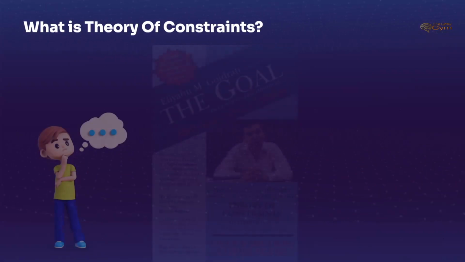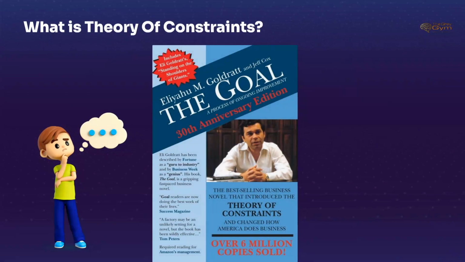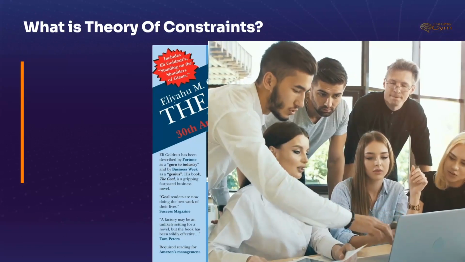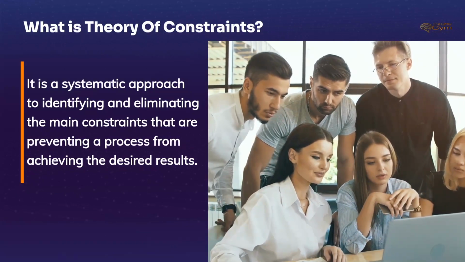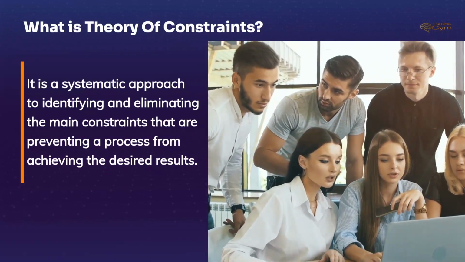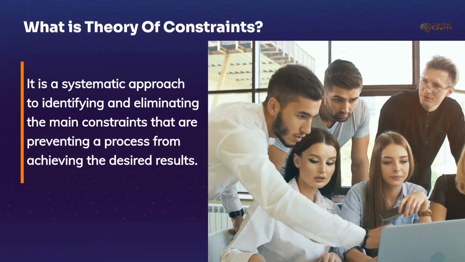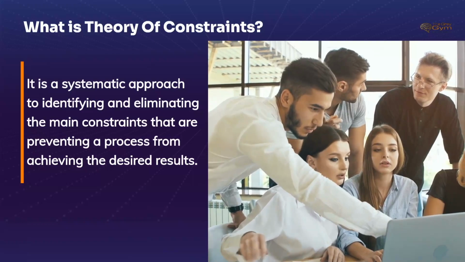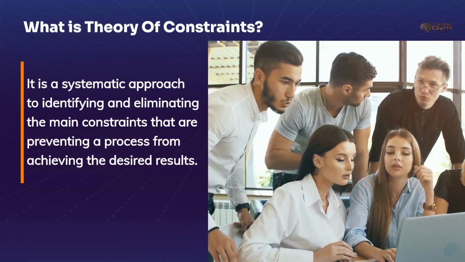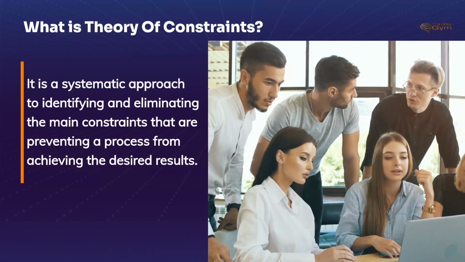Let's begin. The theory of constraints is a management philosophy developed by Eliyahu M. Goldratt in his 1984 book called The Goal. Theory of constraints is a systematic approach to identifying and eliminating the main constraints that are preventing a process from achieving the desired results.